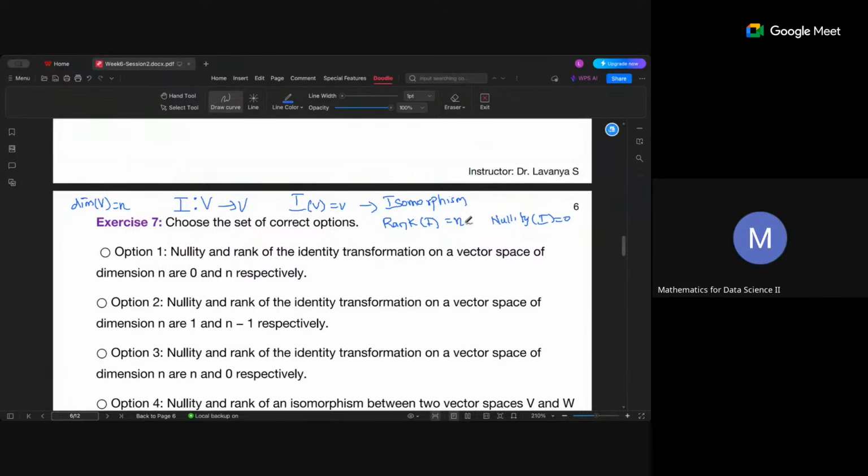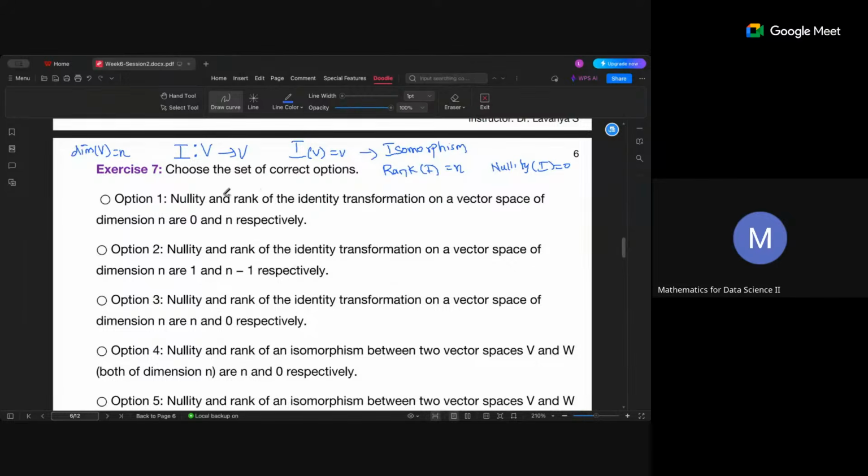Okay. Now with this, let's try to answer. Nullity and rank of the identity transformation on a vector space of dimension n are 0 and n respectively. Is that correct? Yes, ma'am. So if this is correct, then obviously options 2 and 3 are incorrect.